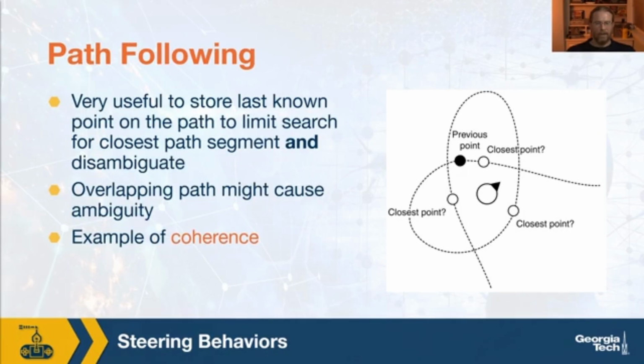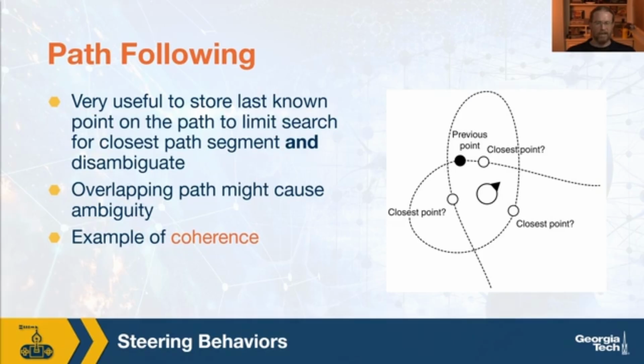Now, for path following, it's very useful to store the last known point on the path. This can be used in conjunction with space partitioning, and perhaps even avoid some of the need for space partitioning. If you know where your agent was last on the path, then this information can help you identify where it is in the future. You can disambiguate. In this situation from Millington's book, Figure 3.19, you can see that we have a pretzel path where the path winds back and self-intersects.